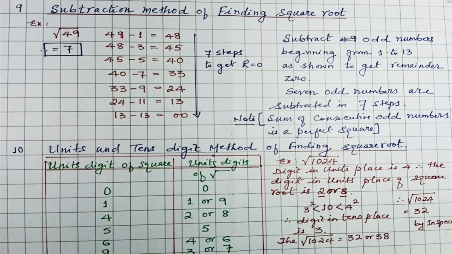Now square root of 49. So what we do is 49 minus 1. The first odd number is 1, so subtract 1, we get 48. Then subtract 3, we get 45. Subtract 5, we get 40. Subtract 7, we get 33. Subtract 9, we get 24. Subtract 11, we get 13. Subtract 13, we get 0.